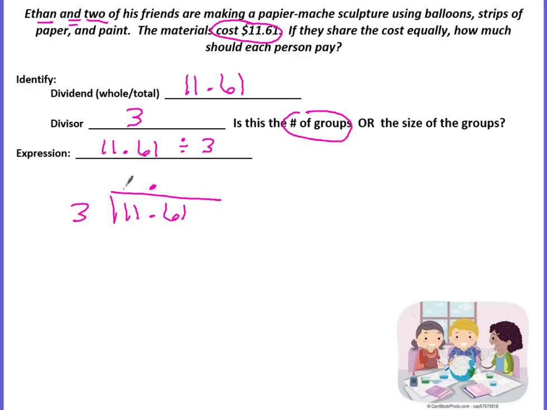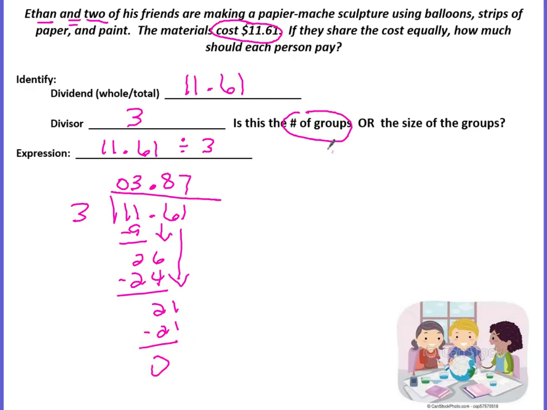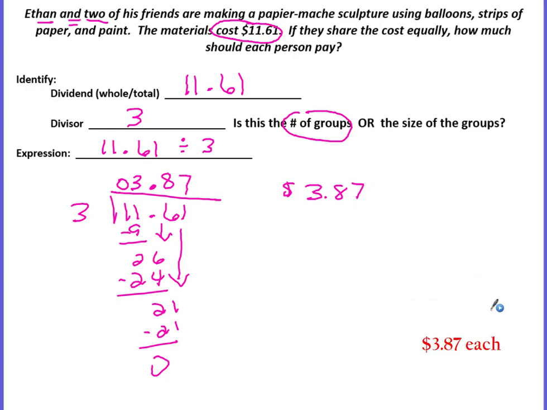And then divide. 3 does not go into 1, but it will go into 11 3 times, which is 9, subtract 2. Bring down the 6. 3 goes into 26 8 times, which is 24. Subtract, 2 remainder. Bring down the 1. 3 goes into 21 7 times, which is 21. And we have a 0 remainder. So each person is going to pay $3.87. Oops, and there you go.